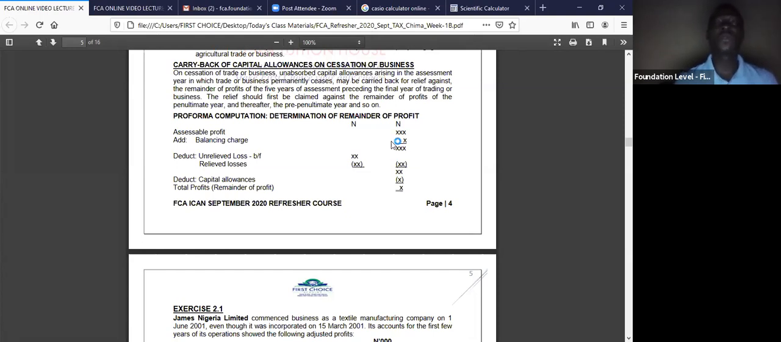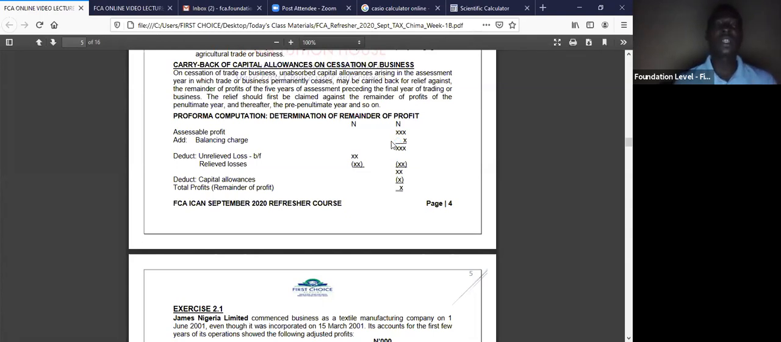Let's assume you have a loss in that year. You also cannot carry your loss forward. So your loss will be lost permanently. That's why it's called loss. It is going to be lost permanently. But your capital allowance is not lost permanently. That is what they call carry back your capital allowance. It means you have to take your capital allowance backward for 5 years.